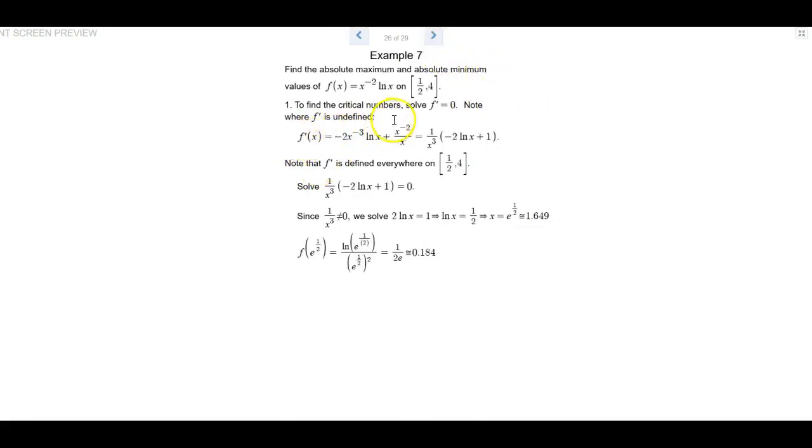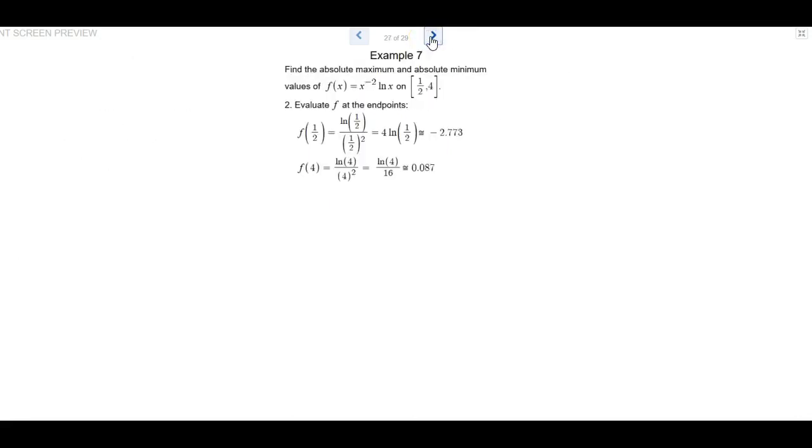So we find the derivative. We're going to use the product rule. So I find that derivative, and notice that it's defined everywhere on this interval that we're interested in. So then we set that derivative equal to 0 and solve it. So I factored out 1 over x cubed, and notice that that factor is never 0. So that means that this solution occurs where this factor is 0. If we solve that, we get x equals e to the 1/2 power, which is about 1.649. So we have our critical number.